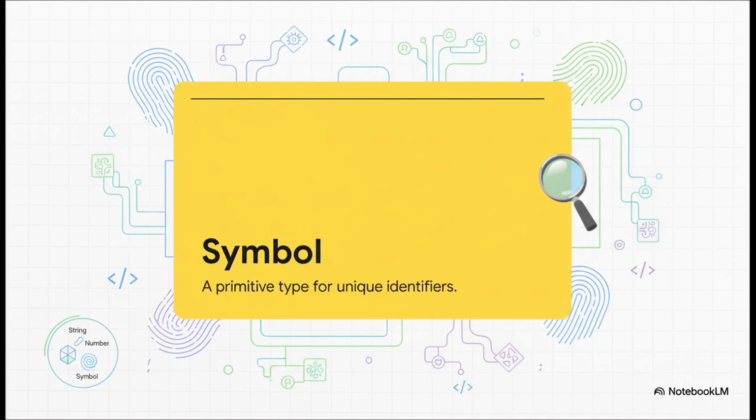Okay, so what is a symbol really? It's a primitive data type, just like a string or a number. But its one and only job is to be unique. Every single time you create a new symbol, you get a brand new unique value that is guaranteed, like 100%, to never clash with any other value, ever.